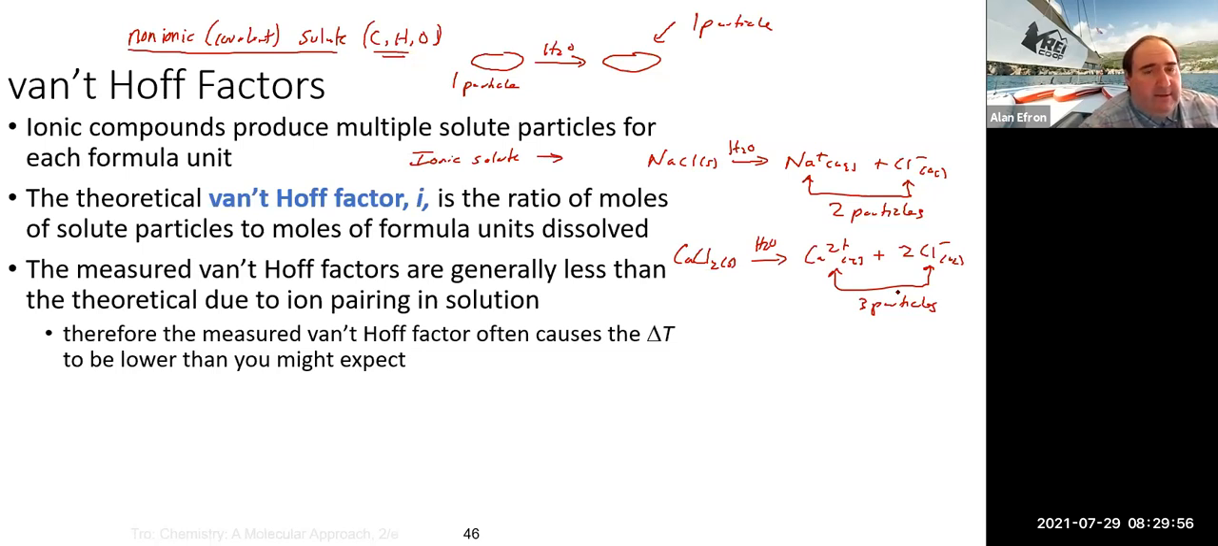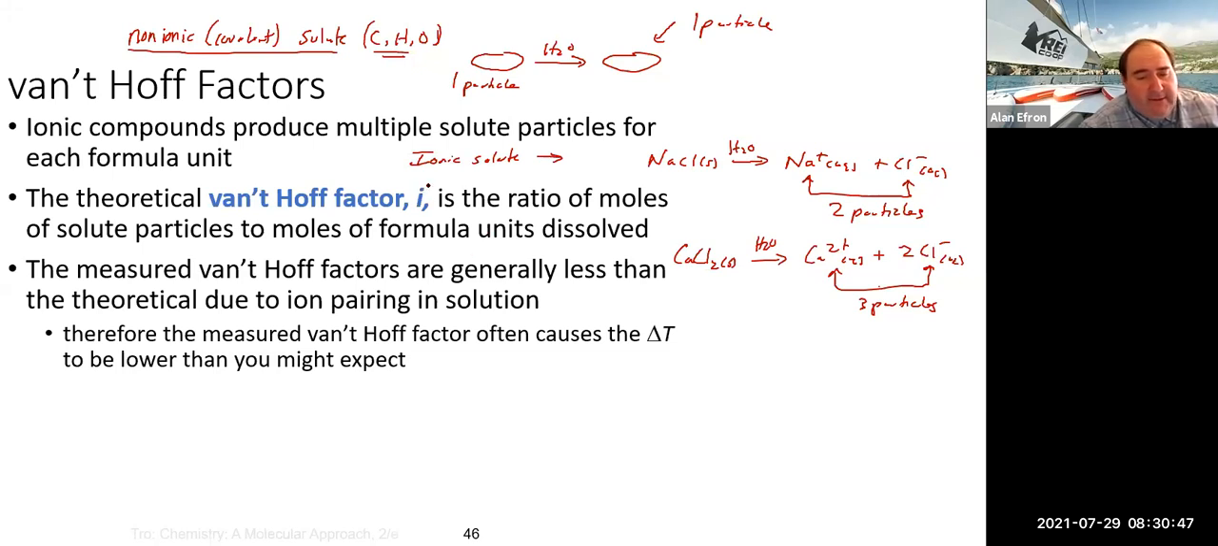Remember that all of our colligative properties are really based off of how many particles there are. And the more particles, the more things in the way of those processes like boiling point and freezing point that can occur. So to correct this, when we're dealing with ionic solutes, like sodium chloride, calcium chloride, or whatever it may be, we use the van't Hoff factor, and the van't Hoff factor takes into account that process where we have multiple particles going into solution. The measured van't Hoff factors are usually less than the theoretical one, but in most cases, we can use the theoretical value for it.